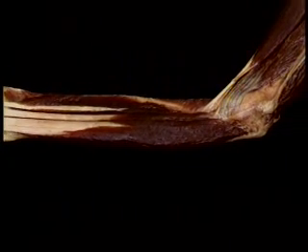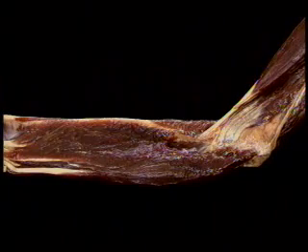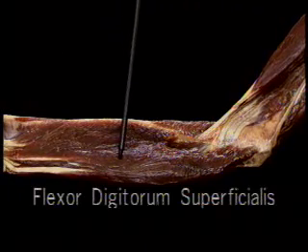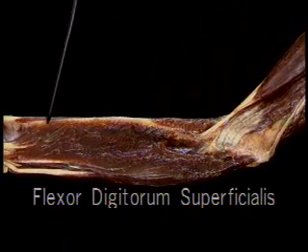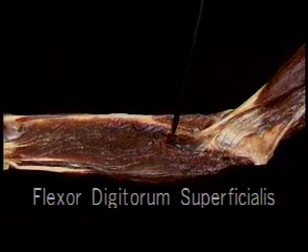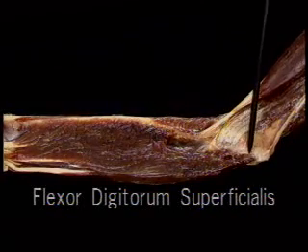Now let's add the superficial finger flexor, flexor digitorum superficialis, to the picture. Here it is. It lies right on top of the profundus. It has two heads of origin, a radial head and a humero-ulnar head.